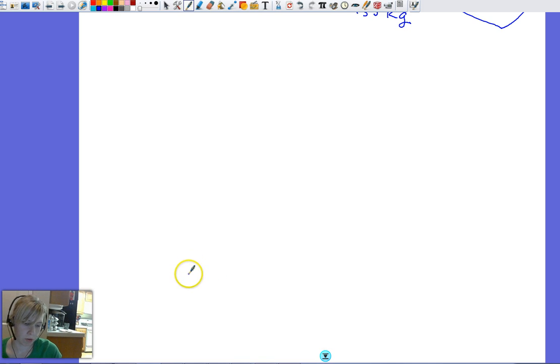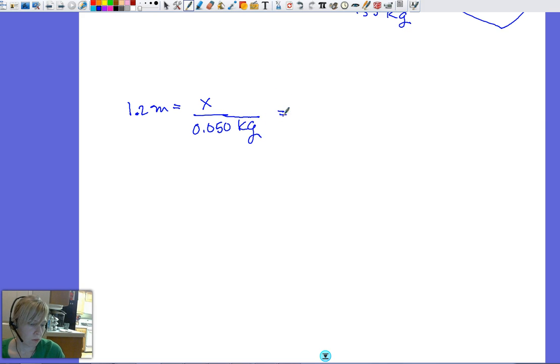Next molality, it says how much gold can be dissolved into 50 grams of iron in a 1.2 molal solution. So I have 1.2 equals X over 0.050 kilograms. I just changed the grams of iron to kilograms. So when we solve for X, we get 1.2 times 0.050, and that equals 0.06 moles.